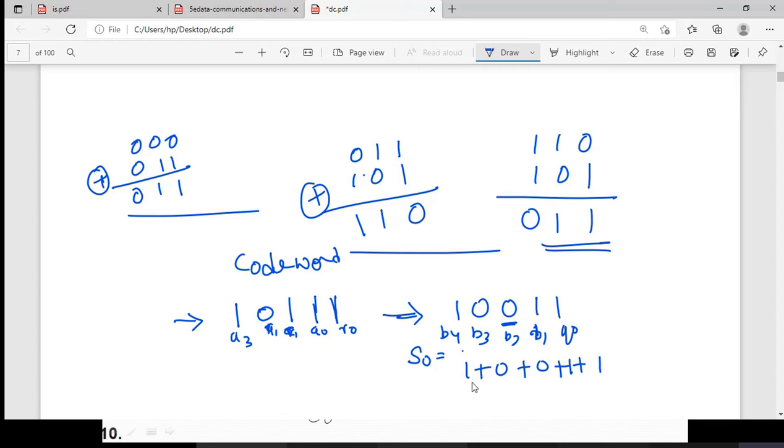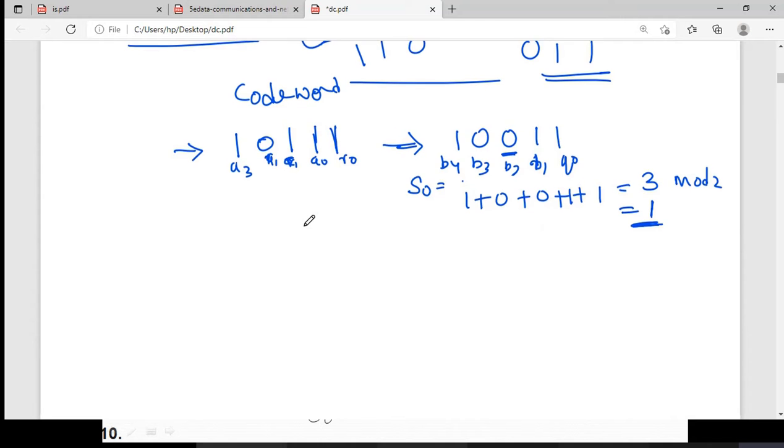Okay, so what is the answer you are going to get? 3 mod 2. So the answer is 1. That means there is an error in the received data. There is an error in the received data. So this is one case. This is the second case.